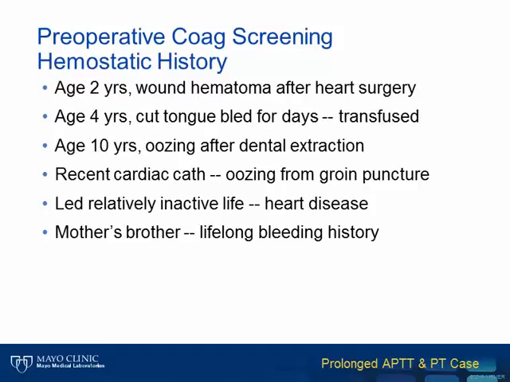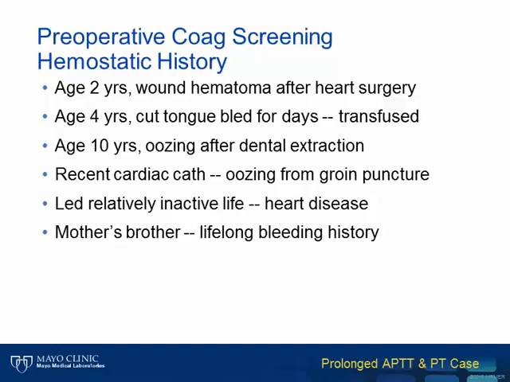In this case, the initial evaluations included obtaining relevant clinical information, including bleeding history review. At age 2 years, the patient had a wound hematoma after heart surgery. By itself, this is perhaps not abnormal. At age 4 years, he cut his tongue and bled for days and was transfused. This is clearly and significantly abnormal. At age 10 years, he had oozing after dental extractions. By itself, perhaps not abnormal. Recent cardiac catheterization was followed by oozing from groin puncture. By itself, perhaps not abnormal.